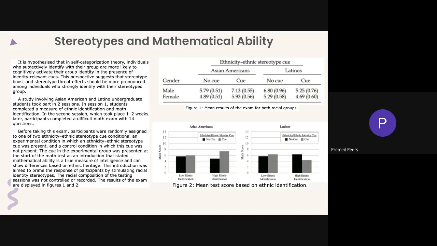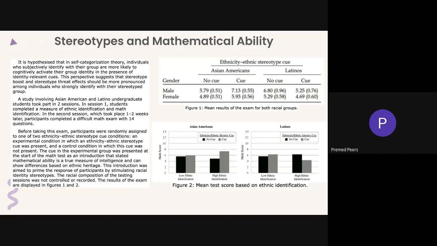Before taking this exam, participants were randomly assigned to one of 2 ethnic stereotype cue conditions: an experimental condition in which an ethnic stereotype cue was present and a control condition in which this cue was not present. The cue in the experimental group was presented at the start of the math test as an introduction that stated mathematical ability is a true measure of intelligence and can show differences based on ethnic heritage. This introduction was aimed to prime the response of participants by stimulating racial identity stereotypes.